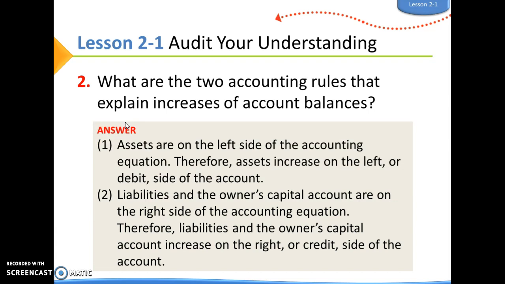So assets are on the left side of the accounting equation. Therefore, assets increase on the left or debit side of the account. And then liabilities and owner's capital accounts are on the right side of the equation. So they increase on the right or the credit side of the account.